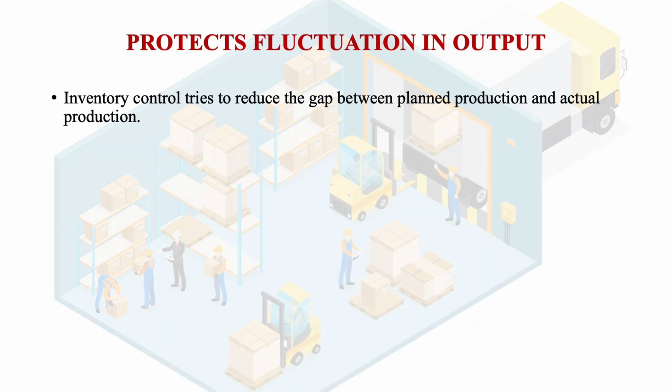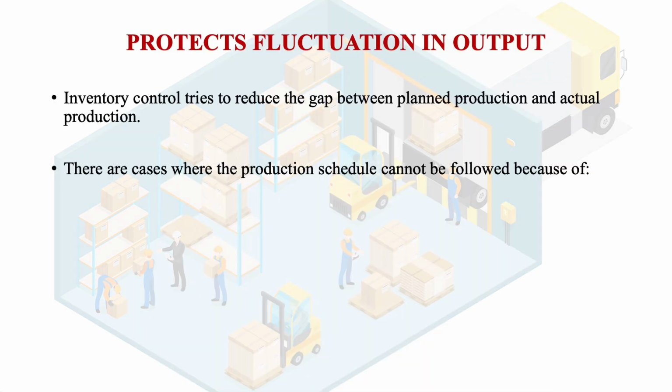There will be day-to-day monitoring of outdated and expiry goods and deterioration of items, and that is to be taken care of. And if there is a lapse, then restocking should be done. Inventory control tries to reduce the gap between the planned production and actual production. There will be a gap between planned and actual production due to fluctuation of demand.